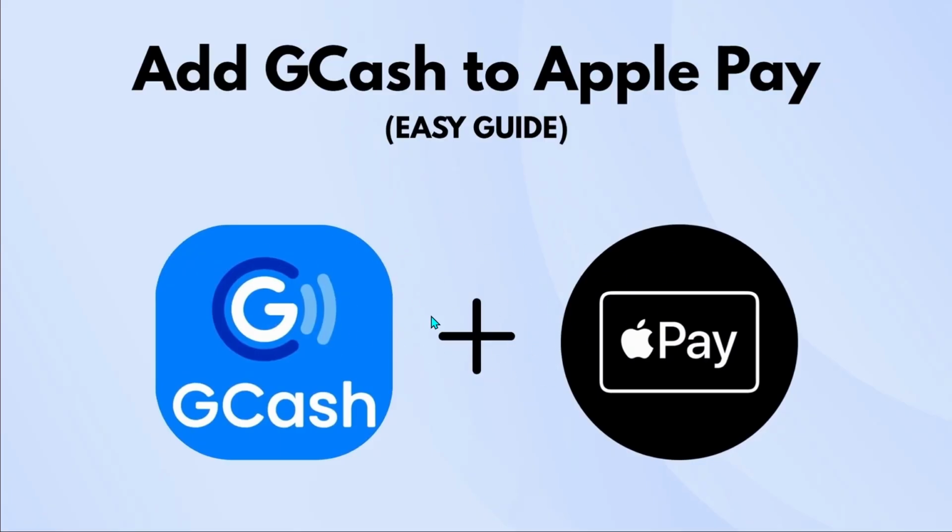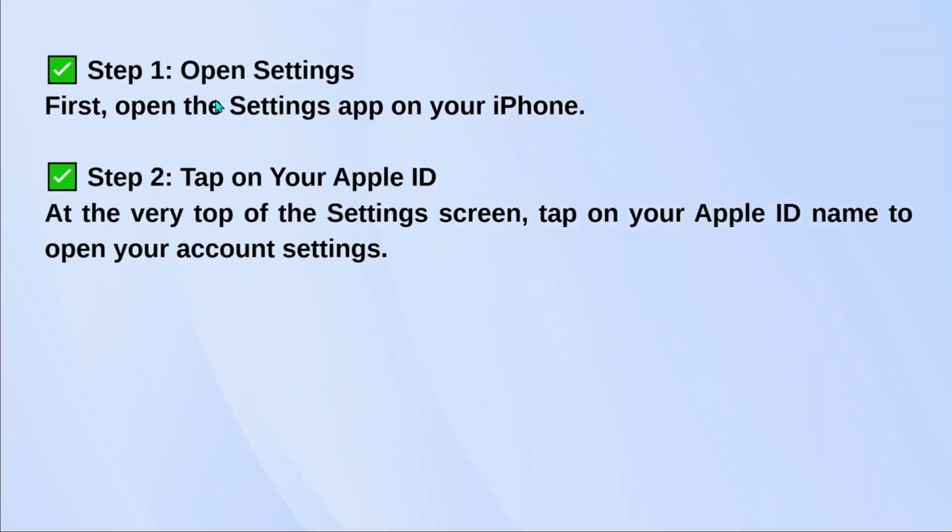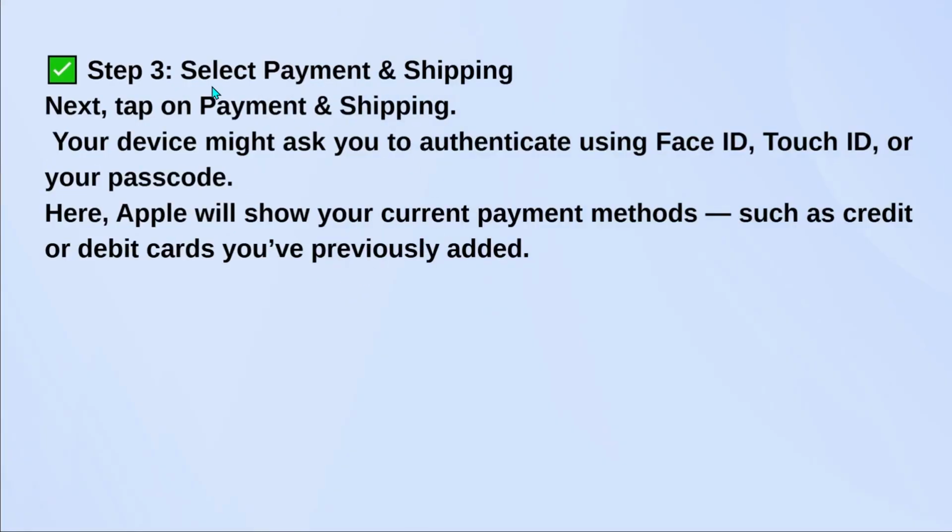Start by opening the Settings app on your iPhone. At the very top, tap your name to open your Apple ID settings. From there, select Payment and Shipping. Your phone might ask you to confirm your identity using Face ID, Touch ID, or your passcode, so go ahead and do that. Next, you'll see your current payment methods.